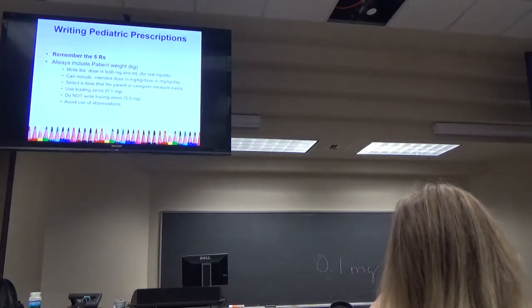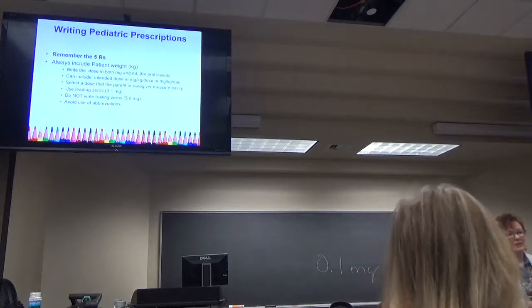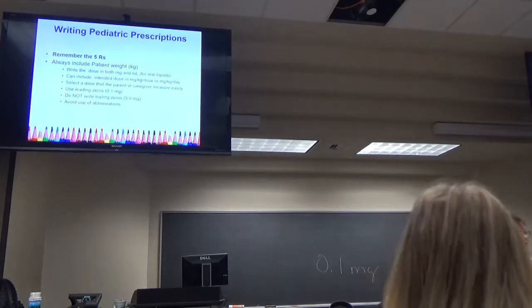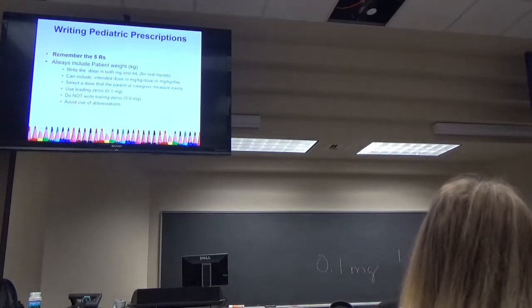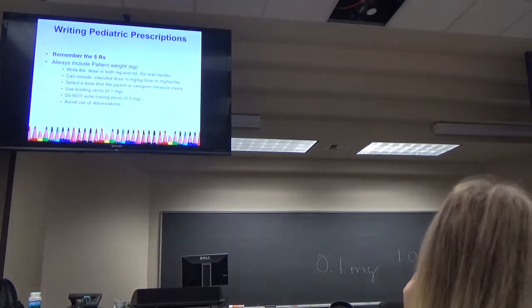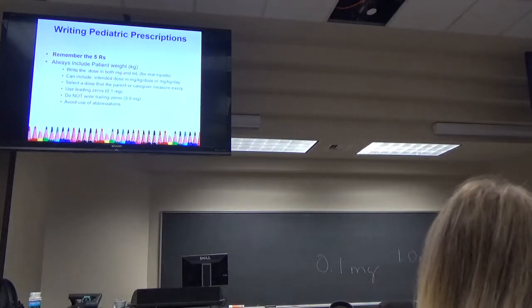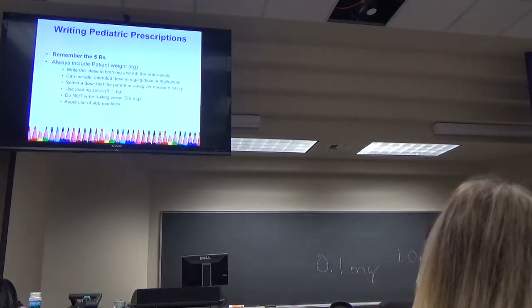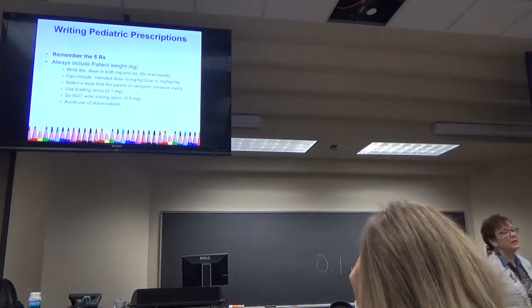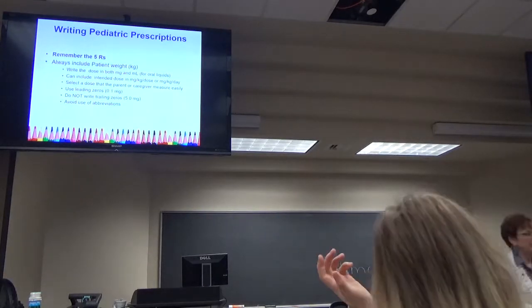Select a dose that the parent and the caregiver can easily measure. So unless it's a drug that has a really narrow margin of safety, we're usually not going to give 3.25 milliliters of a drug. We won't. We'll round it to 3, or we'll round it up to 3.5 if that will work. Use your leading zeros. Don't use trailing zeros. Don't use abbreviations that are not standard.